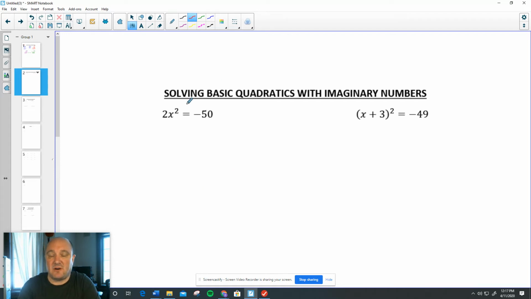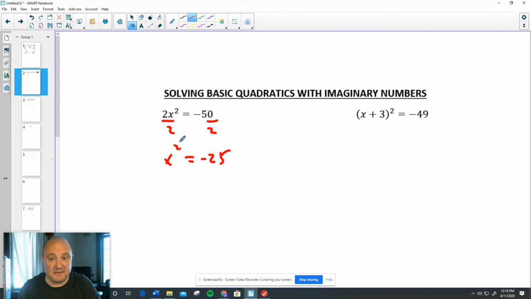So we have a quadratic equation over here on the left. There's no x term. So my normal strategy would be to go ahead and try to use the square root method. So let's do that. I have 2x squared, and I'm trying to get x alone. So I'm going to divide each side by 2. Doing that, I get x squared equals negative 25.